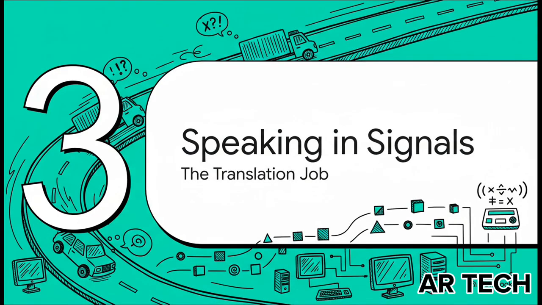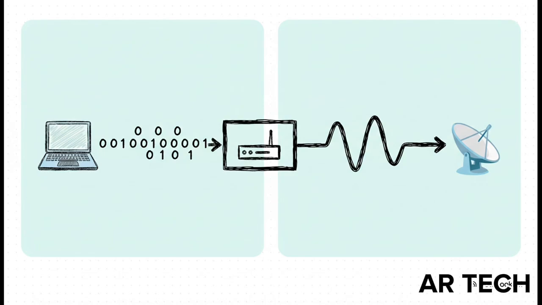Okay, so we've got the highway. But a highway is pretty useless without cars, right? And here's the catch. The traffic of data doesn't speak the same language as your computer. See, your computer thinks in digital bits. That's just ones and zeros. But you can't just send a 1 down a copper wire. It has to be translated into a language the physical world can actually understand. And that translation, that is the number one most important job of the physical layer.